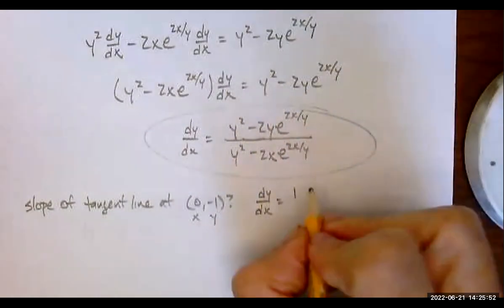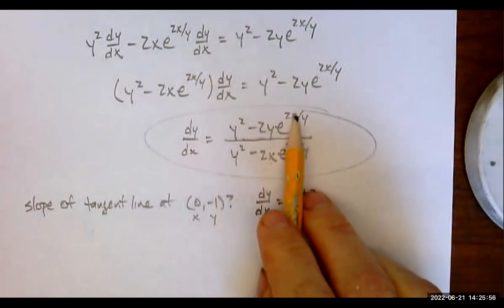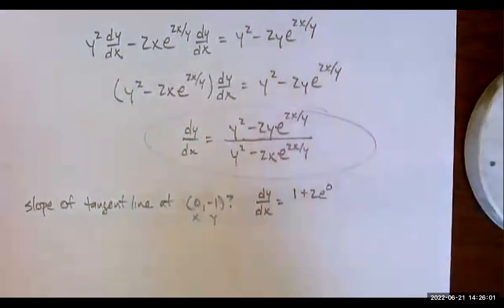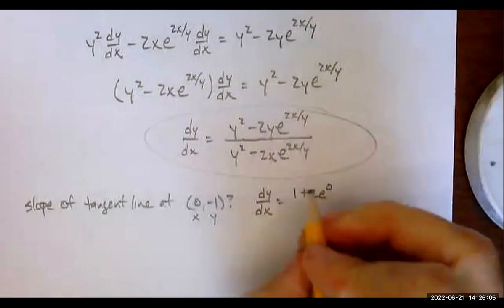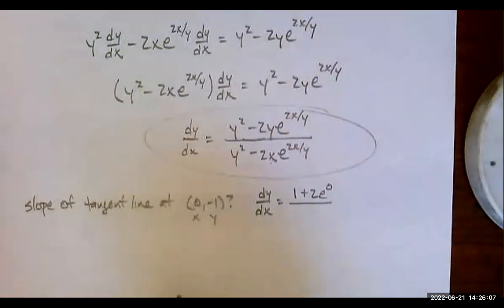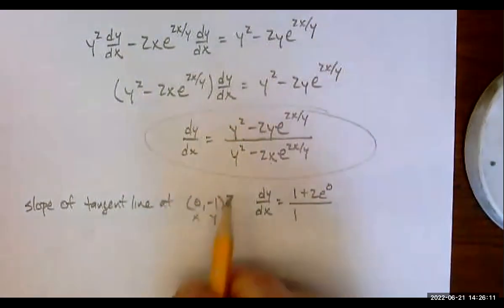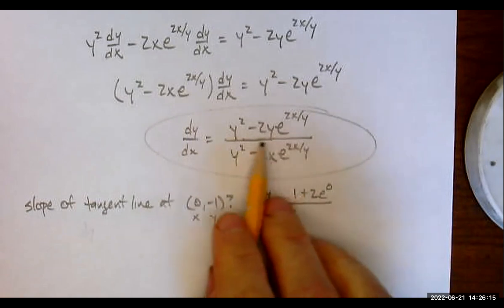-2 times -1 is +2. And then check this out. Well, if x is 0, then this whole thing is e to the 0, and you might remember e to the 0 equals 1. Anything to the 0 equals 1. Then the denominator is -1 squared, so that's 1, minus 2. The x is 0, so all that is gone.